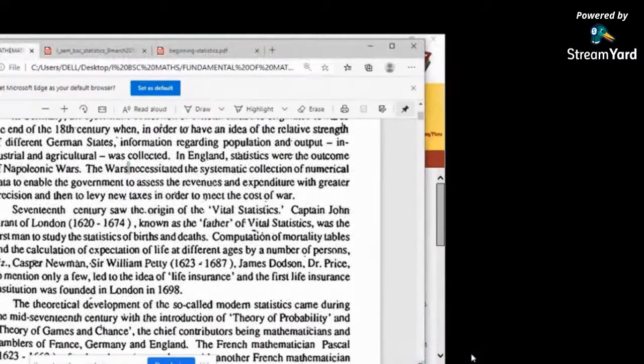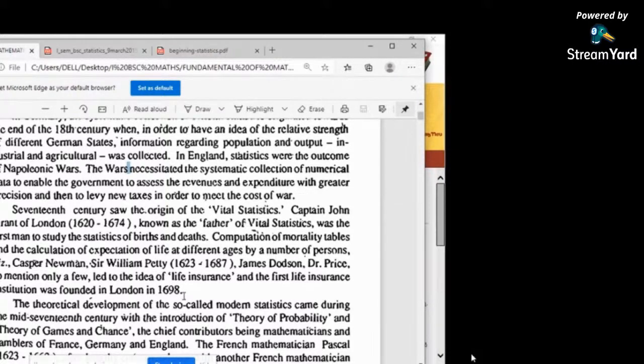In the 17th century, the origin of vital statistics began. Captain John Graunt of London, 1620-1674, was the father of vital statistics and was the first man to study the statistics of births and deaths. Computation of mortality tables and calculation of expectation of life at different ages was done. Thereafter life insurance started in London, in 1698.